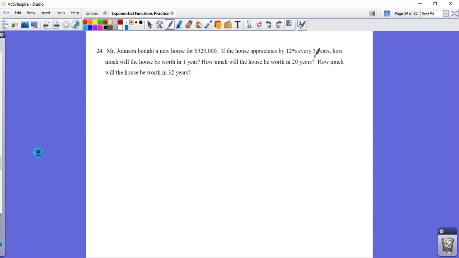New house, it's appreciating every 5 years. So you have the $520,000 house. It's appreciating, so that's up. Appreciate means increase. 12%, 0.12. This has to be every 5 years. So how much will it be worth in 1 year? Well, 1 year would be 1/5 of every 5 years.